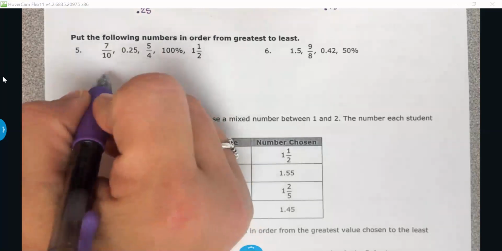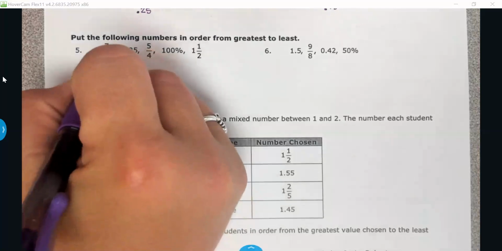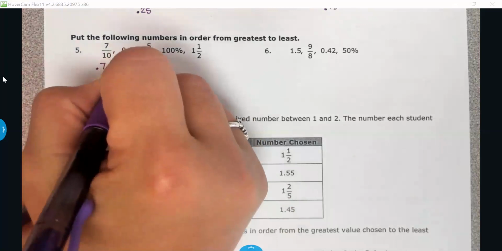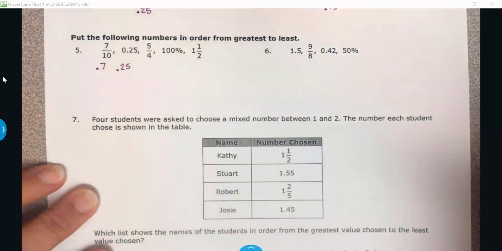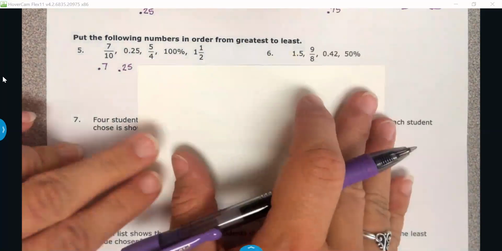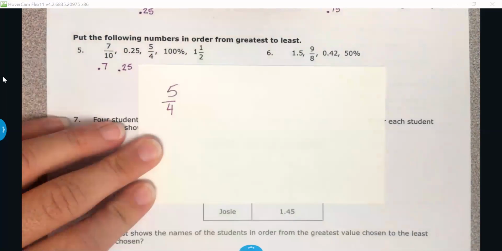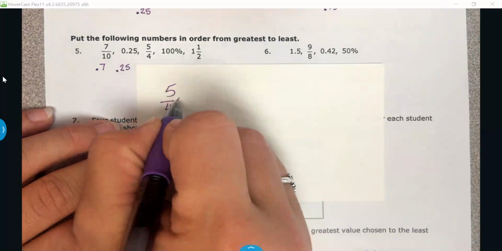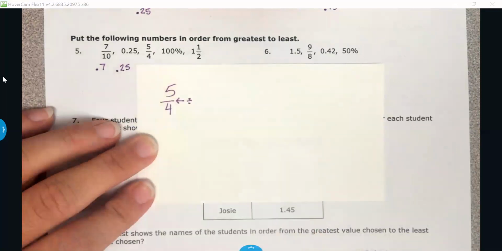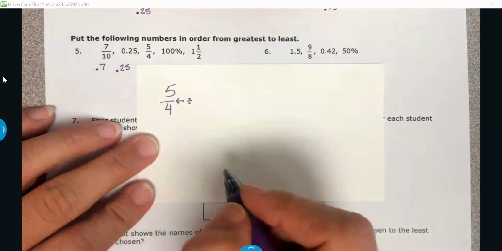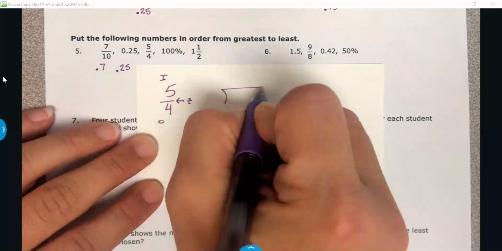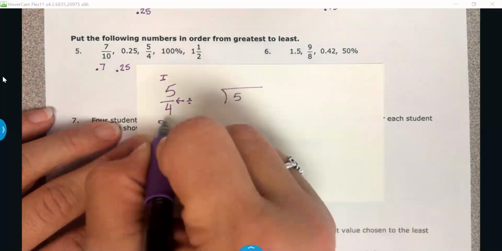So 7/10, we just rewrite as a decimal, 0.7. This one's already a decimal. I'm going to go ahead and drop it down anyway. Now 5/4. If I look at it, 5/4 is improper. So we know that all fractions are division problems. And the movie with all of the emotions in the brain, it's called Inside Out. So I'm going to divide inside out.